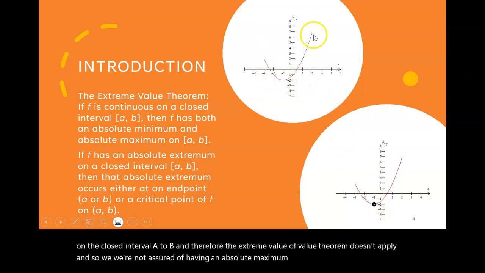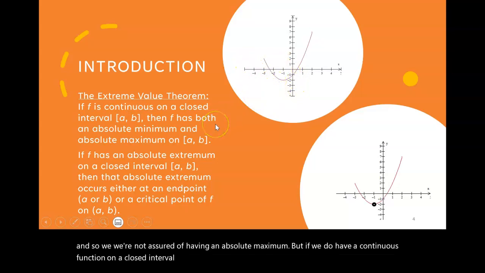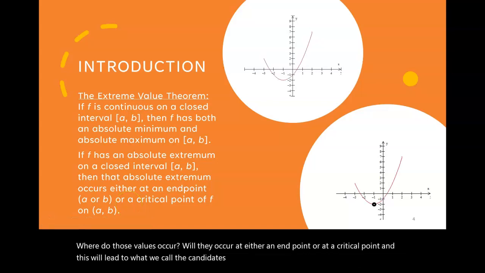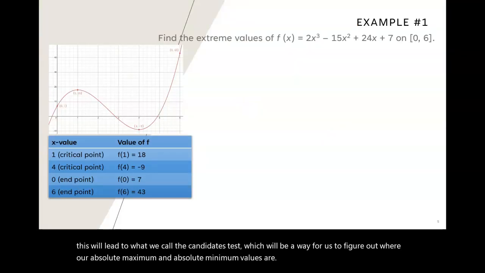But if we do have a continuous function on a closed interval, then we do have to have a maximum and minimum value. Where do those values occur? Well, they occur at either an endpoint or at a critical point. And this will lead to what we call the candidates test, which will be a way for us to figure out where our absolute maximum and absolute minimum values are. So let's try an example.